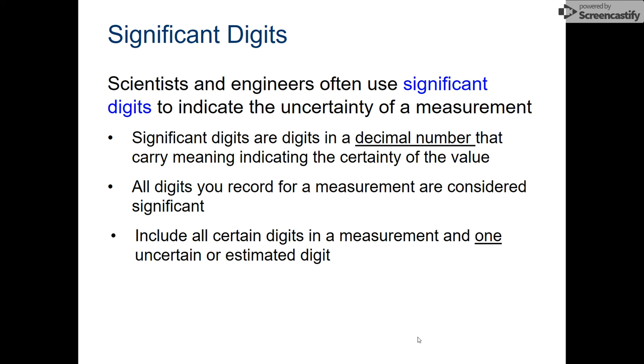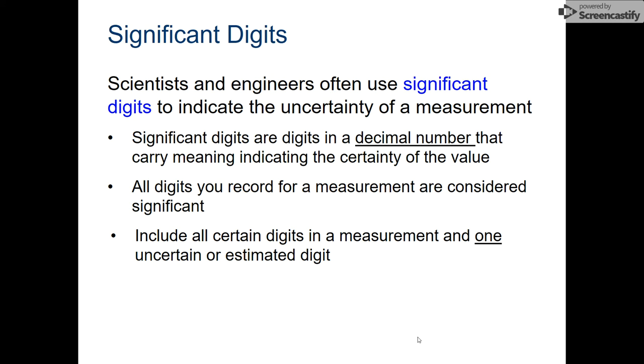So we use what are called significant digits to indicate the uncertainty of a measurement. Significant digits are digits in a decimal number that carry meaning and indicate the certainty of the value. Whatever we record, everything that's recorded is considered significant. And we always want to make sure that we include all the certain digits from our measurement and one uncertain or estimated digit. And that tells us how good that measurement is, just by how many decimals that we write.